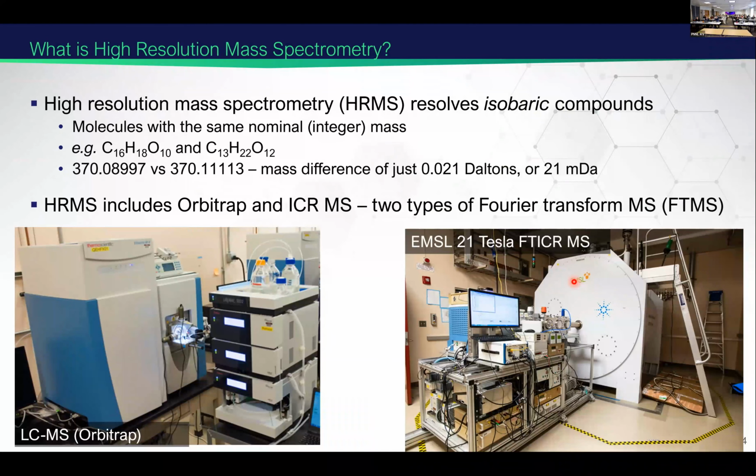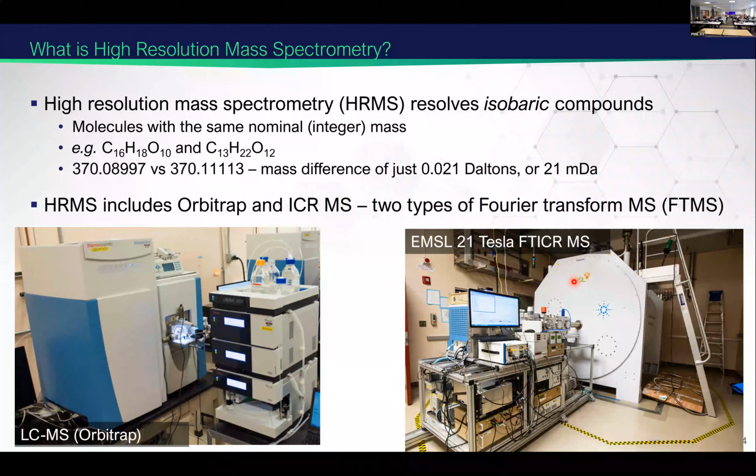So with high resolution mass spectrometry, we're able to resolve species that have nominally the same mass. So two molecules that may weigh 370 Daltons, but they have a slight difference in their exact mass. And so these are described as isobaric molecules. For example, there's two compounds here, a C16 molecule and a C13 molecule, that happen to weigh approximately the same amount. But with high resolution mass spectrometry, we're able to resolve this difference accurately and cleanly. And this difference is just on the order of about 20 millidaltons.